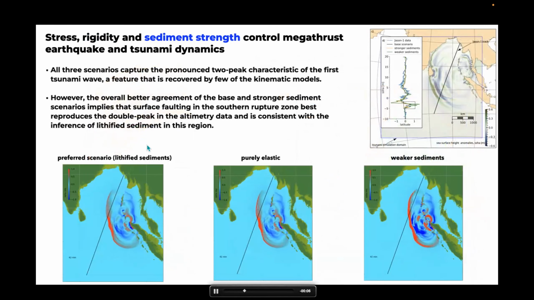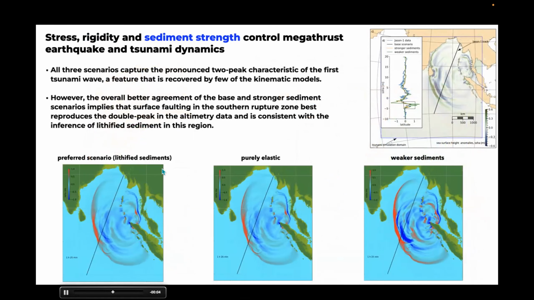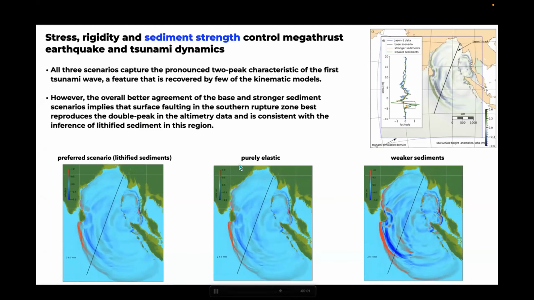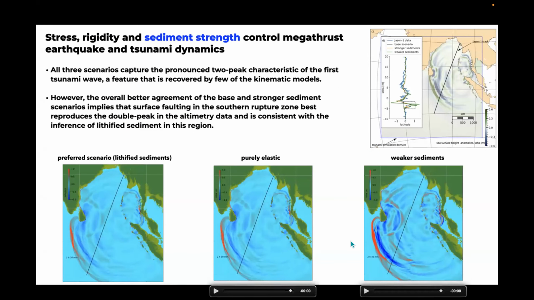So if you're comparing a preferred scenario for the 2004 Sumatra earthquake with lithified sediments, a purely elastic material, and a weak sediment material, all three scenarios will capture a pronounced two-peak characteristic of the tsunami wave. However, there's a strong agreement in this case of the stronger sediment case with the tsunami wave.